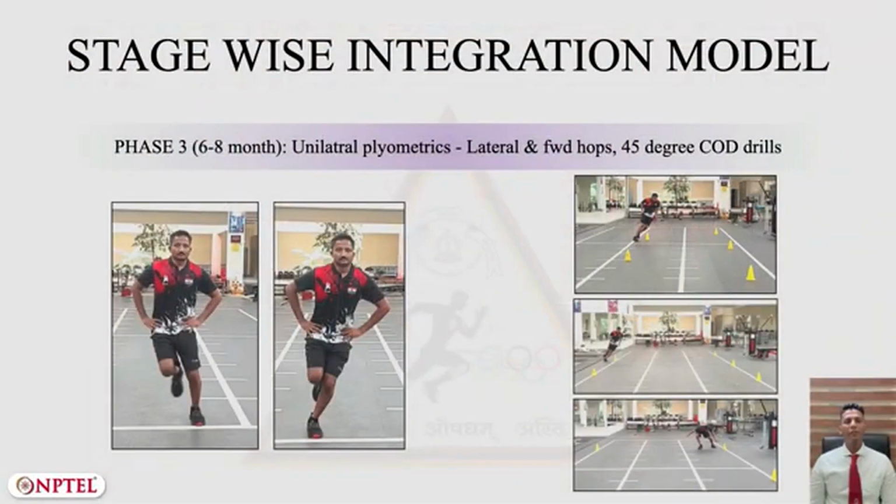In phase 3, we progress to unilateral plyometrics and more advanced change of direction drills. Examples include lateral hops, forward hops, and 45-degree cutting drills. This phase specifically challenges single limb control and is essential for sports where most tasks occur off one leg.